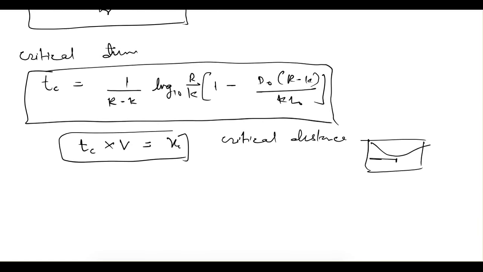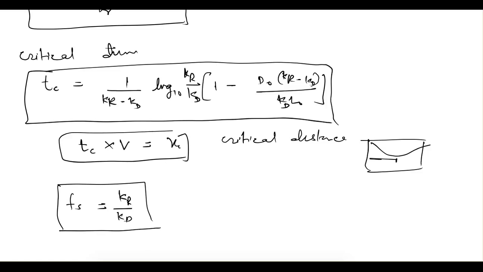Now this ratio here, this is kr and this is kd. Similarly, this is also kr over kd. The ratio of kr and kd is known as the self purification constant, that is denoted as fs. Sometimes in questions, instead of these two values, you will be given the self purification constant.